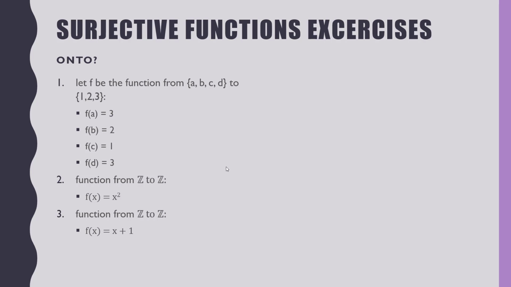All of them are onto is one answer. What's another one I heard? All of them are onto except for number 2. So true, false, true. Okay, here's our formula. For every y, there exists an x such that f of x is equal to y.